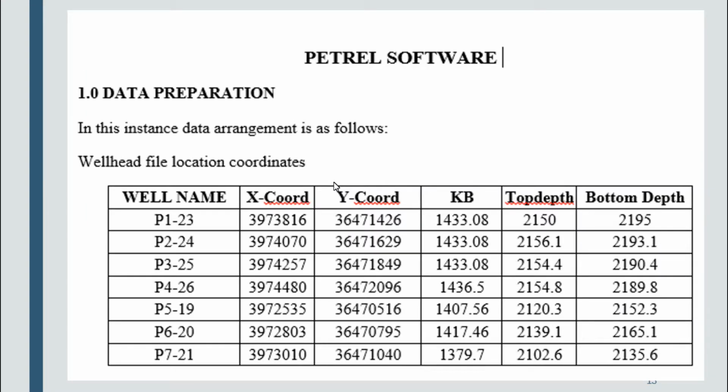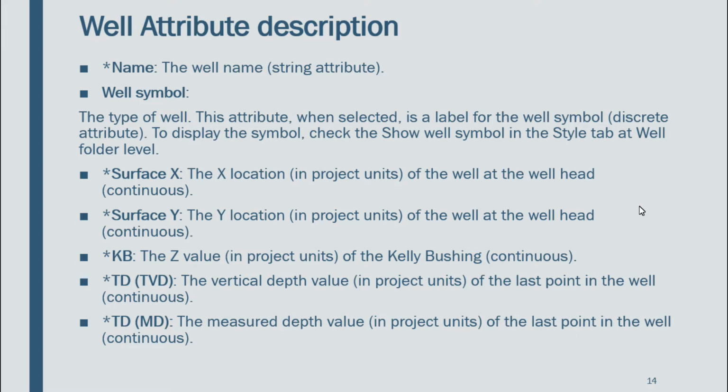So this is another example of wellhead data. For example, as I've said, we have well name. These are different kinds of well names. We have X coordinate, Y coordinate, Kelly Bush or KB, top depth, and bottom depth. All this information is about the well from the top to bottom.